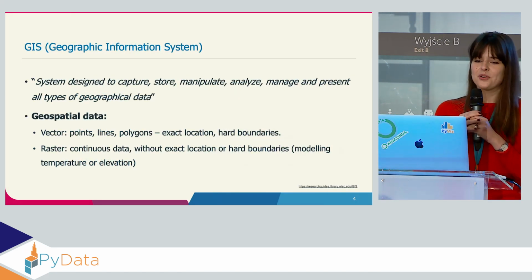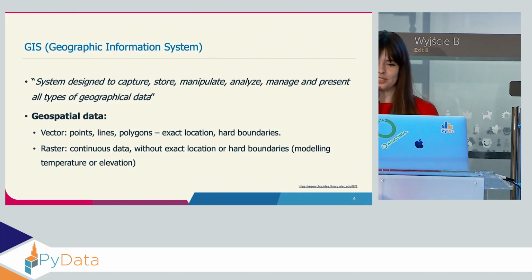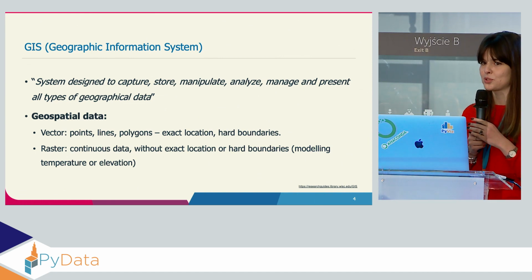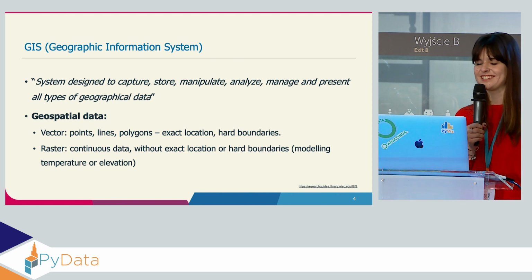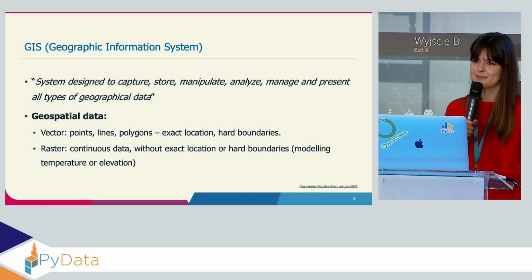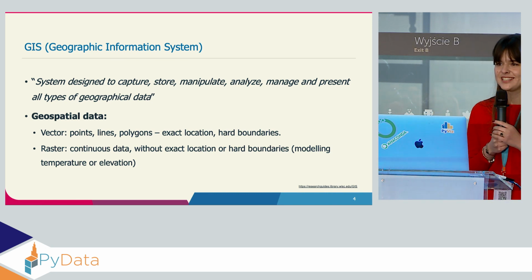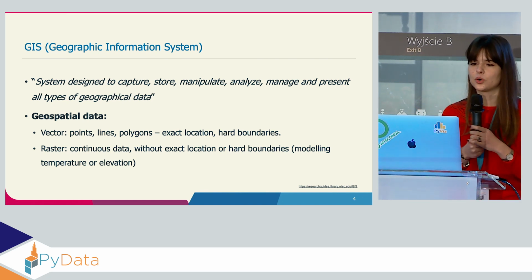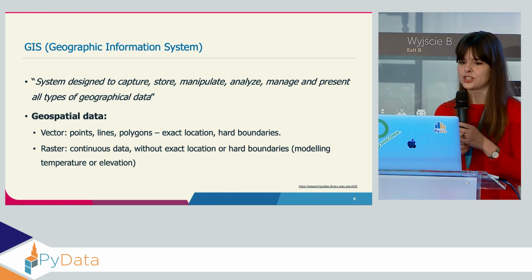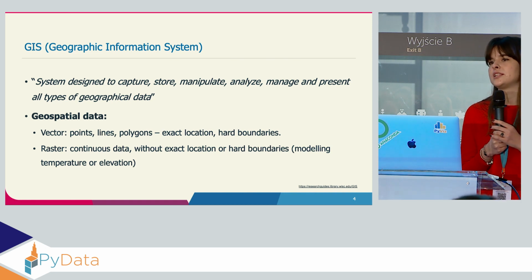Okay, so in more detail, when we started searching how to find this information, how to store it, how to use it, we saw that every software we were looking at had this GIS inside the name. So we thought, okay, this GIS must be important. GIS is a geographic information system, and it is a system designed to capture, store, manipulate, analyze, manage, and present all types of geographical data. And there are different softwares that help you do that.